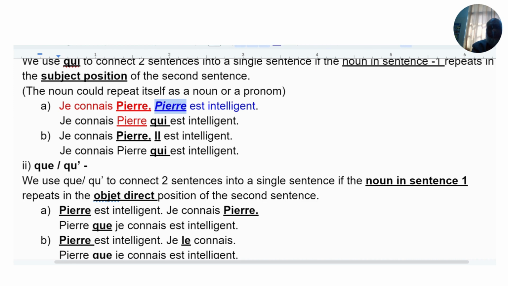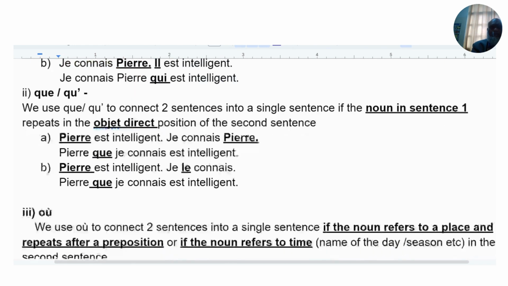Now, example number 2: je connais Pierre, il est intelligent. Here the noun Pierre from sentence 1 is repeating as a subject pronoun in sentence number 2. Either the noun repeats as a noun or as the equivalent subject pronoun, we can use the relative pronoun qui. So, je connais Pierre qui est intelligent.